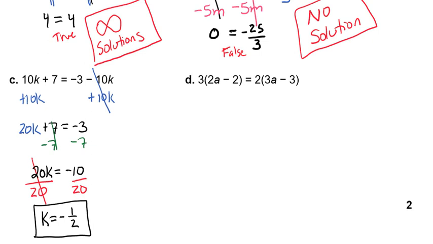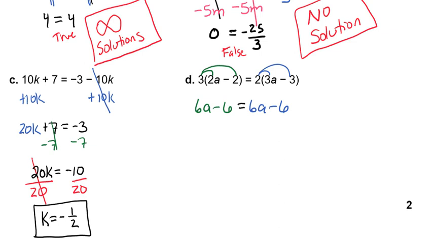Let's move on to our last example. Here we have 3 times the quantity, 2a minus 2, set equal to 2 times the quantity, 3a minus 3. So we see that we have to distribute. So let's begin there. So 6a minus 6 equals, gosh, 6a minus 6.